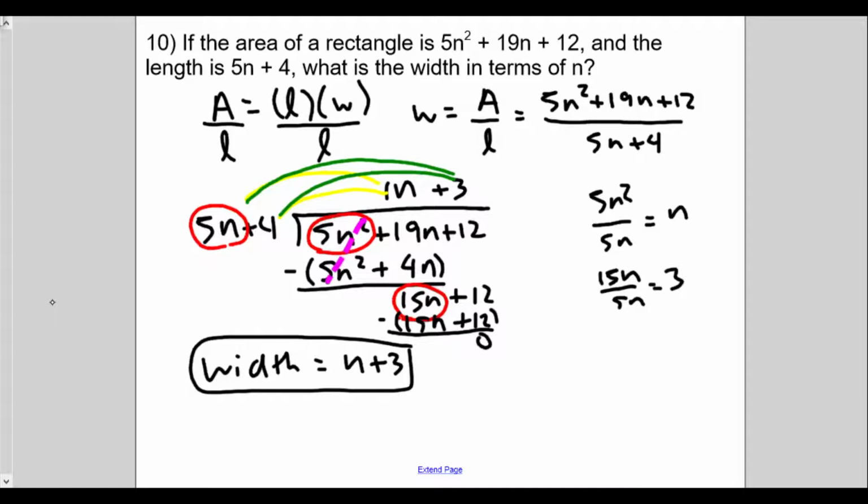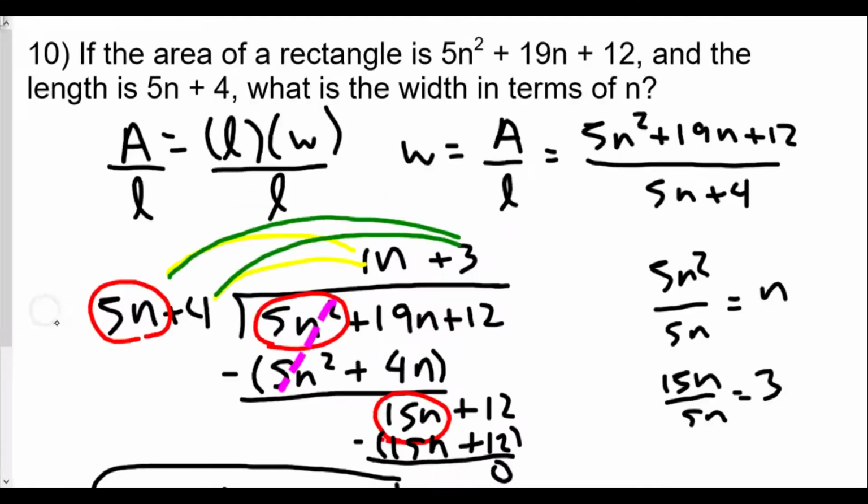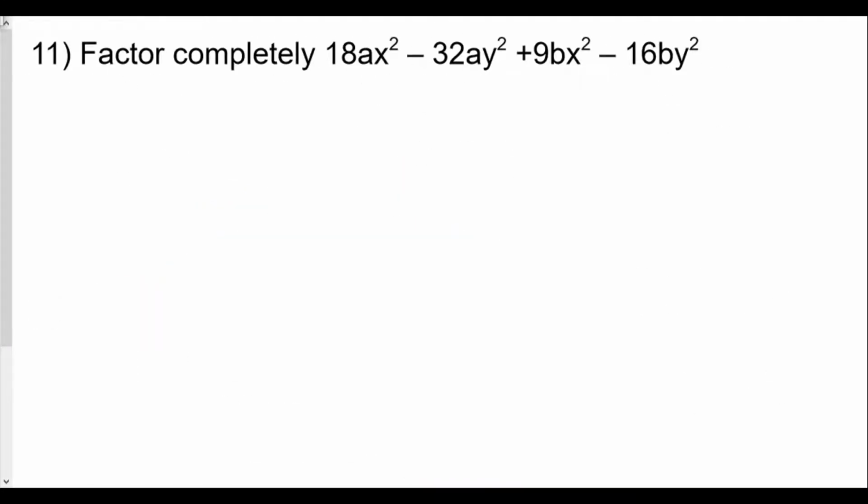All right, let's take a look at number 11. Factor completely. Again, we want to take a look here: is there a number that divides evenly into 18, 32, 9, 16? Not all of them. I have an a for the first two, but no a in the second. I have x squares and y squares, but not in all. So it doesn't look like there's a GCF here.